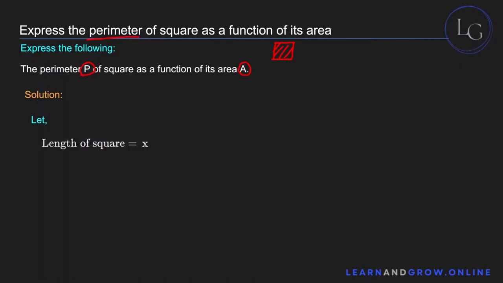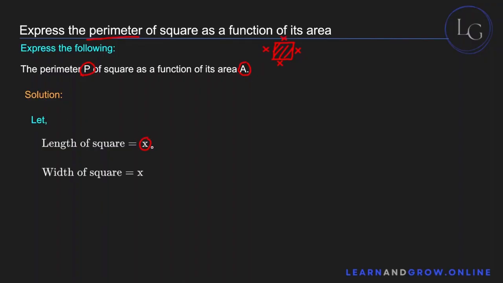So let's see how you'll do that. We'll let the length of the square be equal to x. Since the square has all equal sides, this side is equal to x, this side is equal to x, and this side is equal to x, and this side is equal to x. So that's the length of the square.